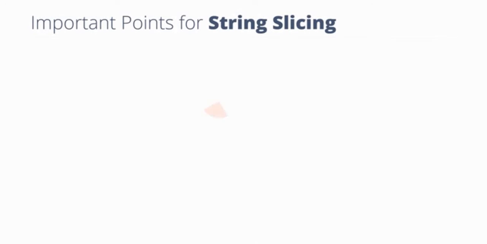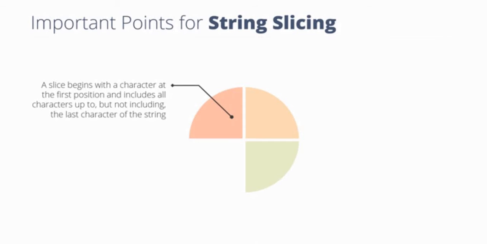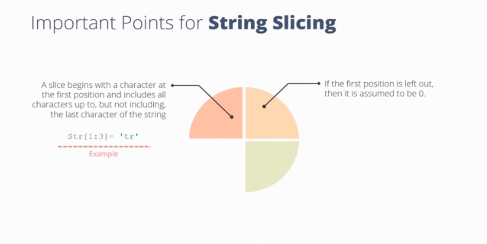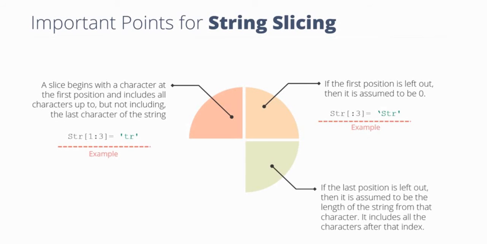While slicing, you must take care of the following. A slice begins with a character at the first position, and includes all characters up to, but not including, the last character of the string. For example, str[1:3] equals "tr". If the first position is left out, then it is assumed to be 0. So, str[:3] equals str[0:3]. If the last position is left out, then it is assumed to be the length of the string from that character. It includes all the characters after that index.